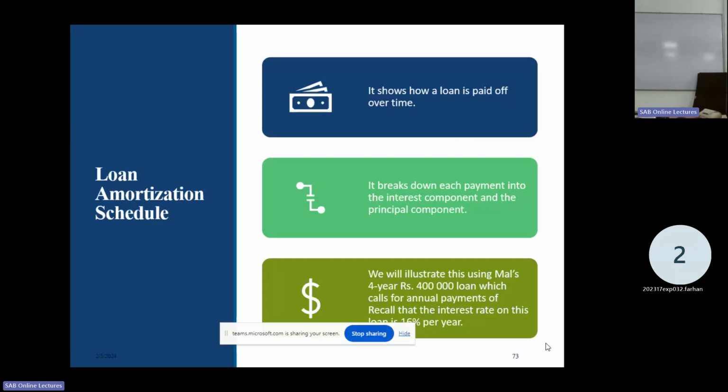As I remember, this is the point I was starting. Non-amortization schedule. We have discussed it. We have discussed on that. Right. Okay.